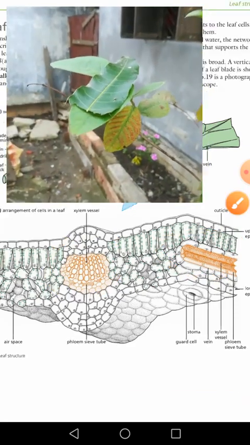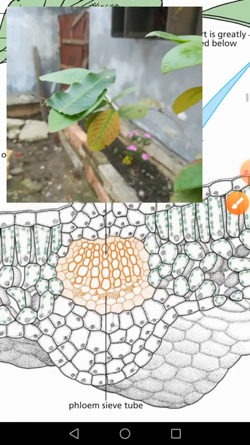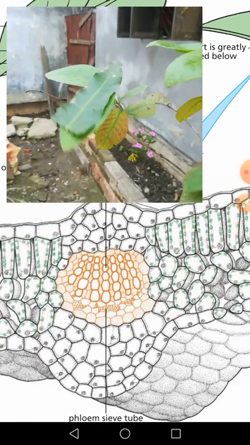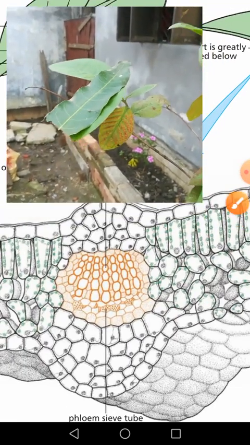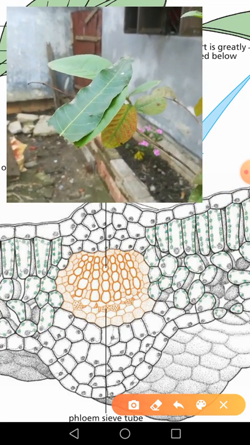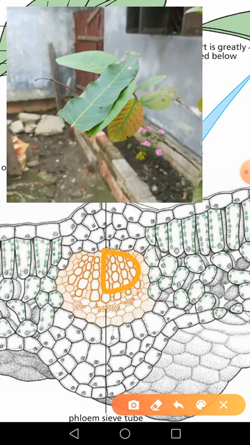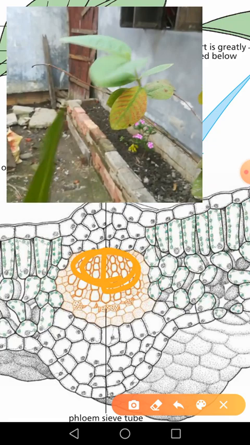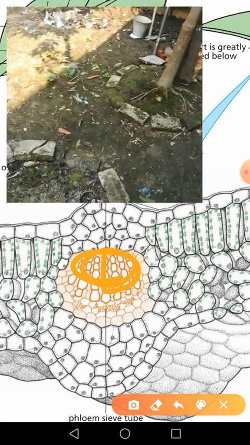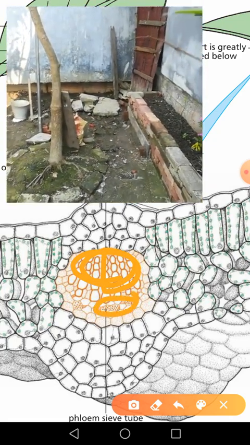These brownish parts, I mean these large hollow parts, are known as the xylem, and the smaller parts are known as the phloem.